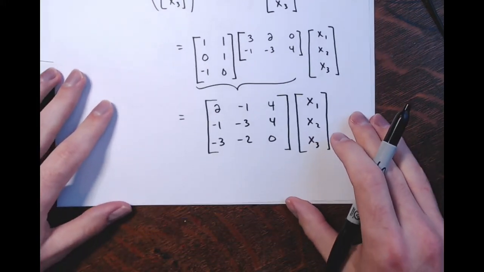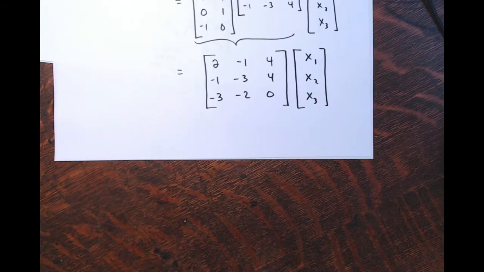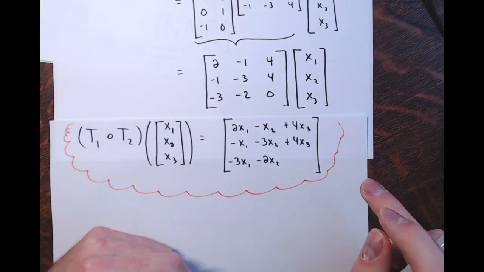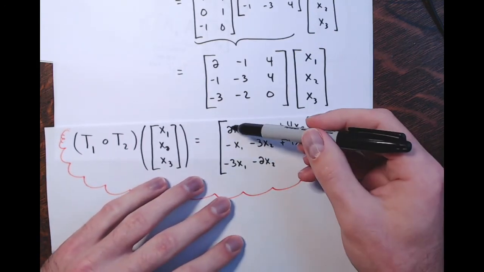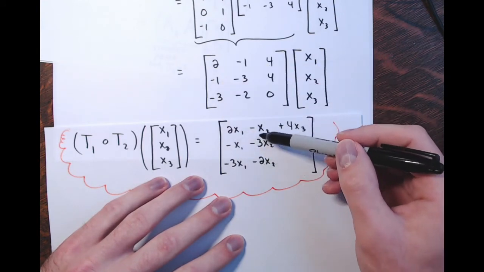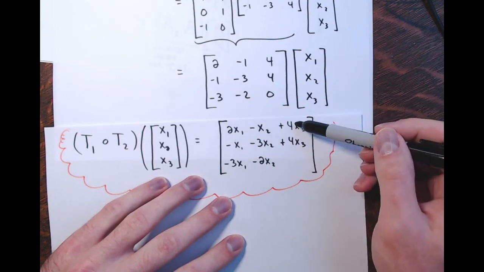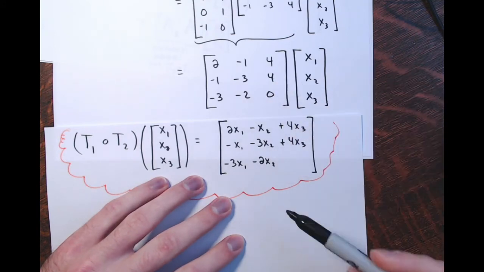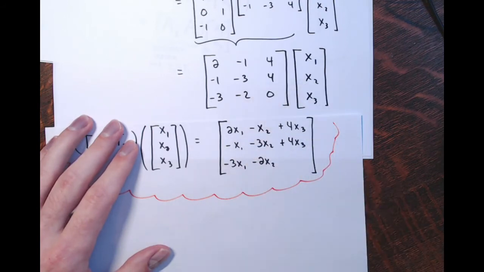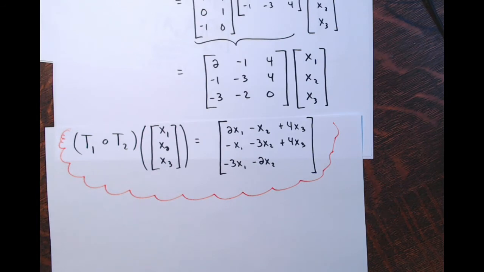And again, let me compare this to what I got earlier. This is what I got earlier when I didn't use matrices. And look down the first column, with the coefficients of x1: 2, negative 1, negative 3. Coefficients of x2: negative 1, negative 3, 2, negative 2. Coefficients of x3: 4, 4, 0. Beautiful. If I were to multiply these two matrices here, I'd get exactly what I got as the output for this composite earlier.